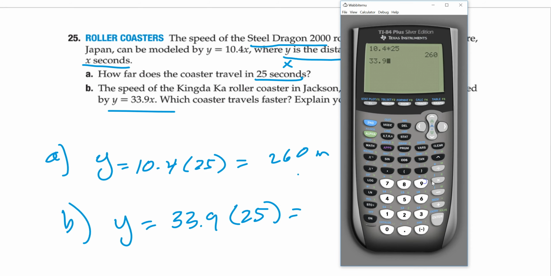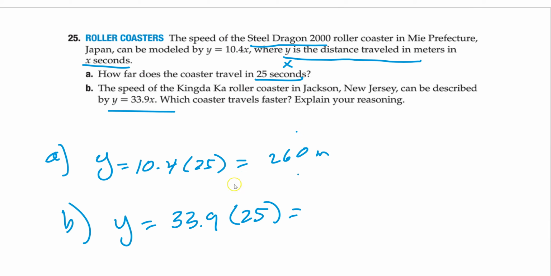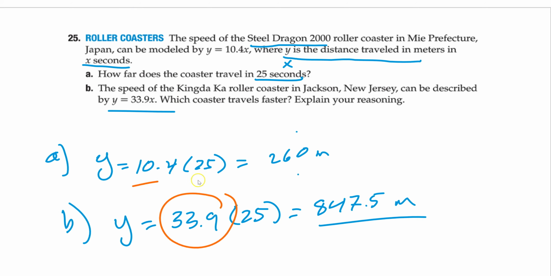33.9 times 25, which, I mean, it's kind of obvious what's going to win, but whatever. I'm going to go through the motions. 847.5, that's a lot. Go America, I guess. So you get that one. So yeah, Kingda Ka wins because it travels farther in the first 25 seconds. I think most of you guys probably noticed also just like, hey, the slope, which we haven't learned yet, is bigger on the Kingda Ka roller coaster. So that's another reason why that one's faster.